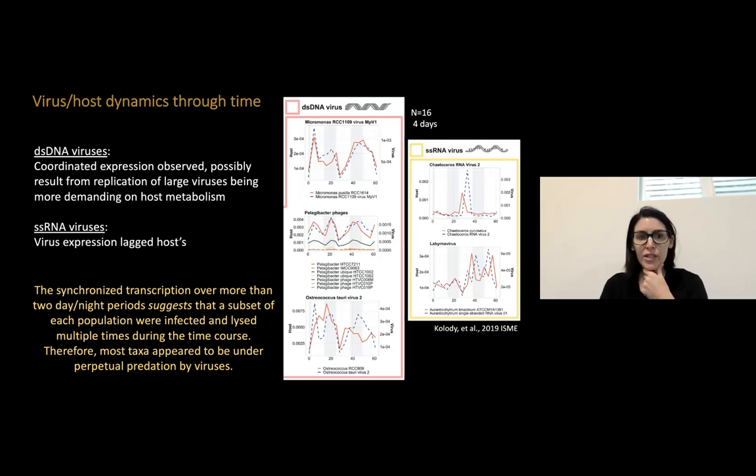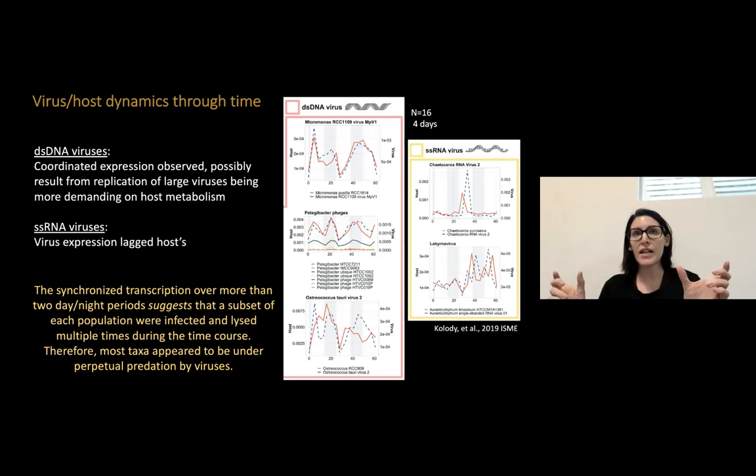And what we see is different expression or different sequence recovery patterns between these very broad groups, in that we see a coordinated expression between double-stranded DNA viruses and their host, and we see a lag for the single-stranded RNA. And the thinking here is that it's possible that because those viral genomes are so large, they need to be coordinated with their host, right? So that they actually can replicate their genomes, because that's going to take a lot more energy and a lot more time than a small single-stranded RNA virus.